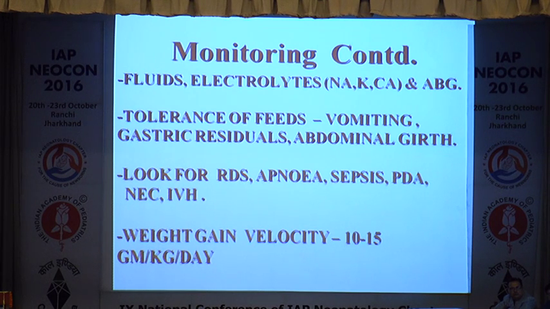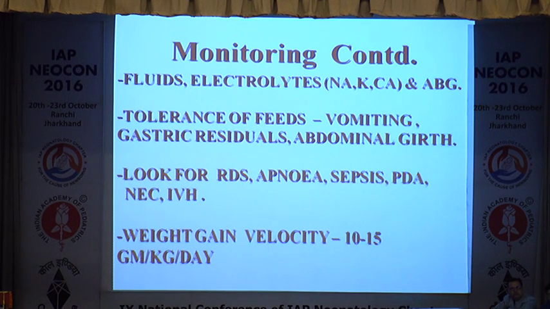Then fluid and electrolytes like sodium, potassium, calcium should be looked for, and tolerance of feed should be assessed frequently. If the baby is intolerant, there will be vomiting, the gastric residuals will be high, more than 30%, and abdominal girth will increase by more than 2 centimeters from the previous feed time. We should always look for the complications which are likely to develop in low birth weight babies, like respiratory distress, apnea, sepsis, PDA, necrotizing enterocolitis, and IVH.